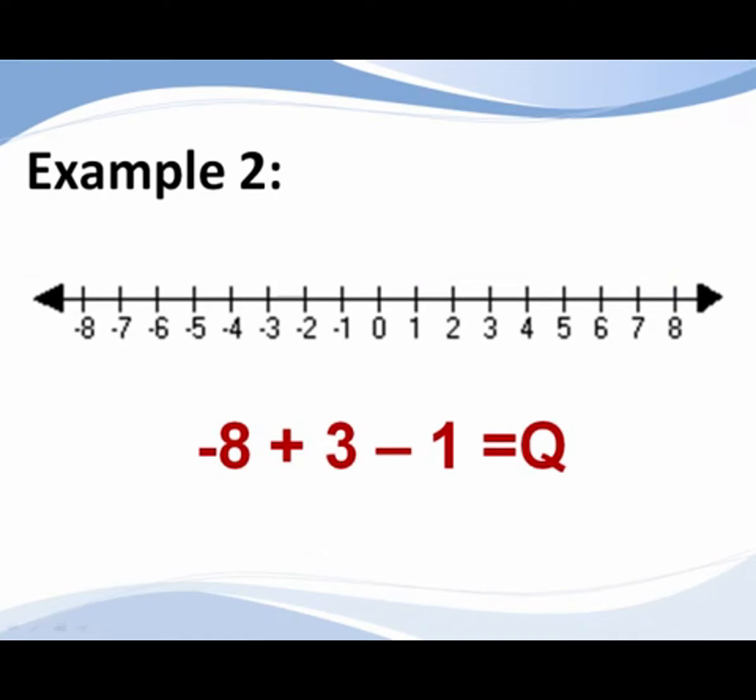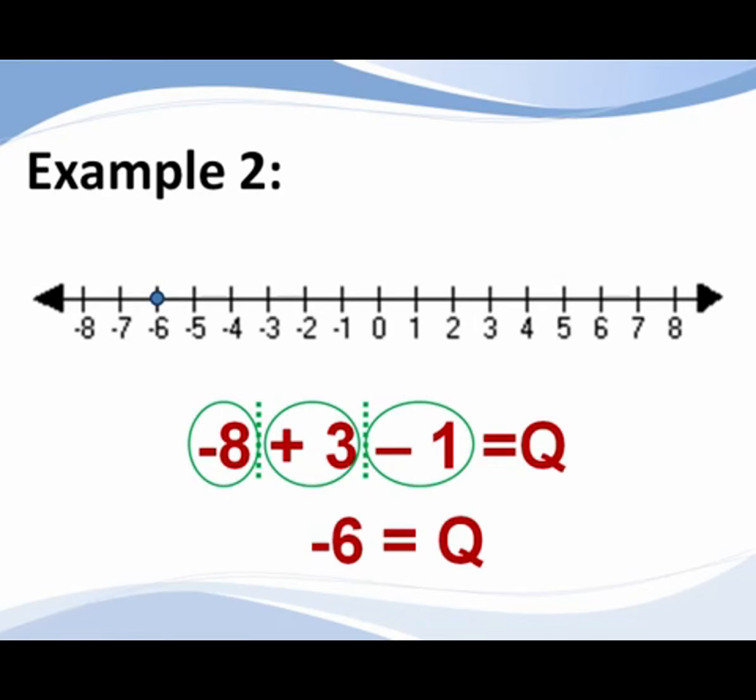Now, let's look at a more difficult problem. What is -8 plus 3 minus 1? To make our life easier, we can look at the problem as a series of integers by considering the sign as an operation. So from left to right, we are combining -8, +3, and a -1. To combine these numbers, we start at -8, move 3 spaces to the right, and then move 1 space to the left. The answer is -6.